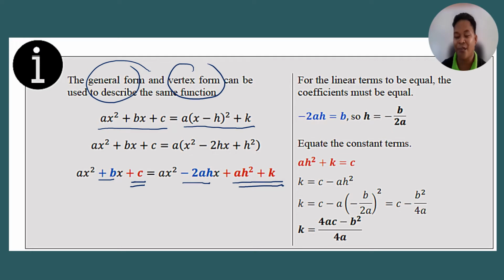Thus, the value of h, as we have earlier po, is equal to negative b over 2a. And the value of k here, instead of substituting the value of h from the given function, we can solve k using this formula, 4ac minus b squared all over 4a. So, nanggaling po siya dito sa ating equation. ah squared plus k is equal to c.